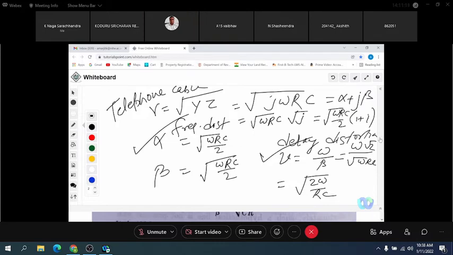Frequency and delay distortion. So you can see which kind of function they are for the telephone cable, twisted wire with paper insulator. So alpha is equal to root of omega RC by 2 for the audio range of frequency, and because it is a telephone cable, v is equal to root of 2 omega upon RC.